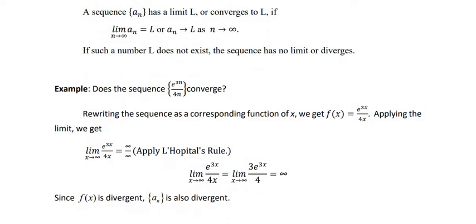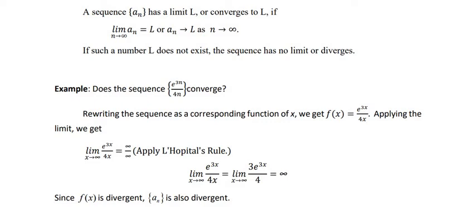Let's look at an example. Does the sequence e^(3n)/4n converge? If we rewrite the sequence as a function of x, we get f(x) equal to e^(3x)/4x. This is the general term of the sequence. Now take the limit as x tends to infinity.